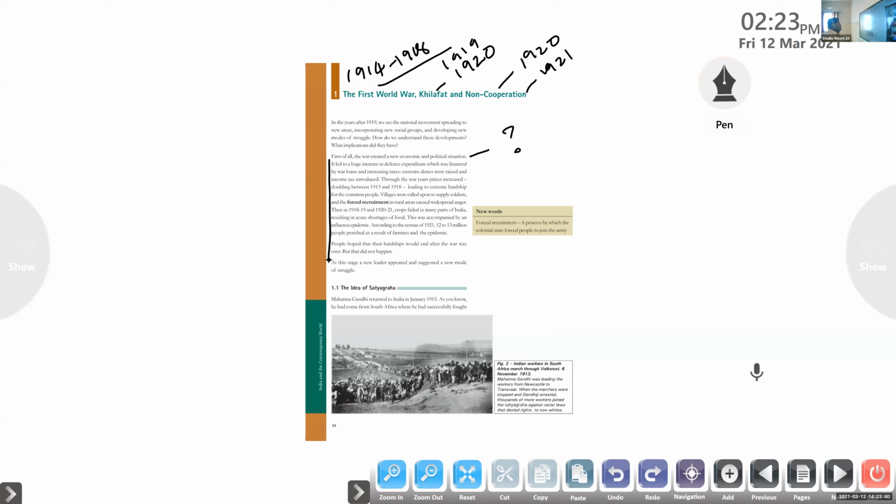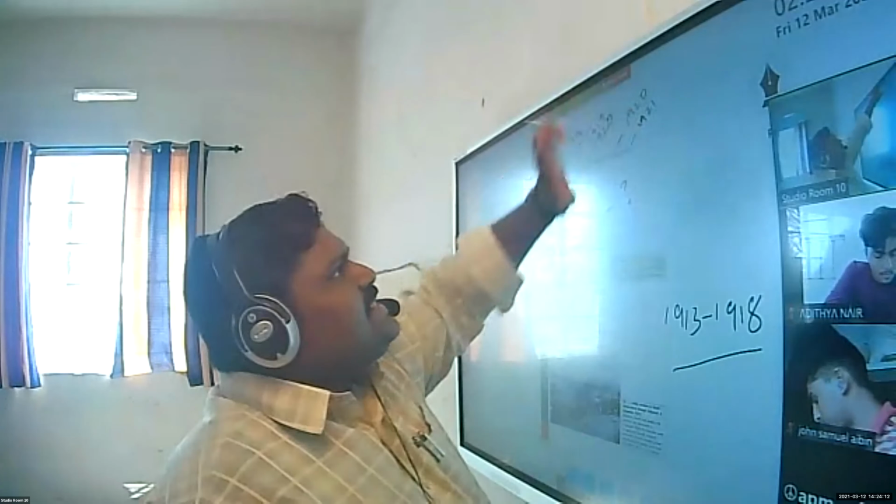Through the war years, prices increased, doubling between 1913 and 1918. So the price of commodities in the market doubled between the years 1913 and 1918. The prices of the commodities and goods used by the common people increased. Next, that price increase led to extreme hardship for the common people. So common people cannot adjust with the price hike.